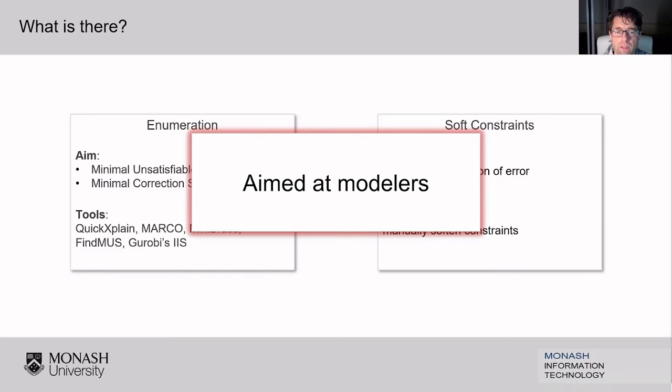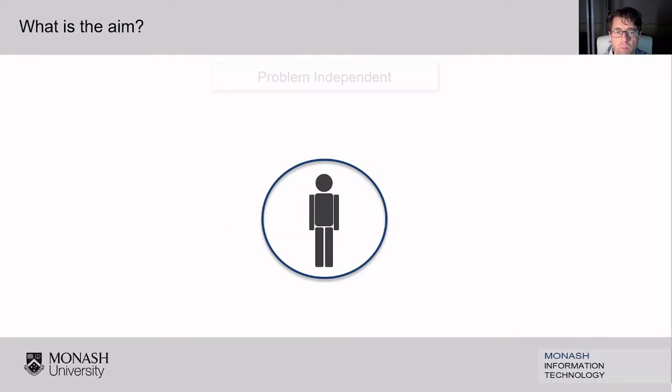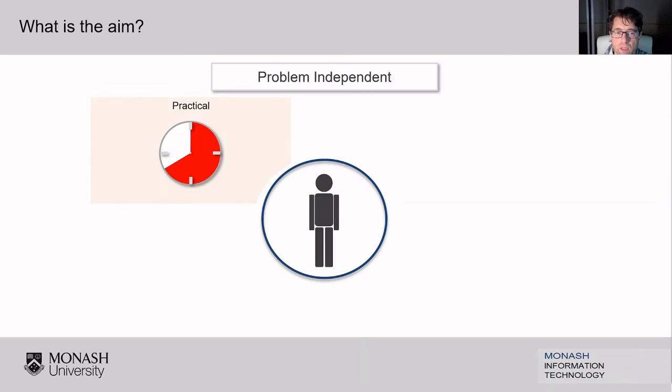But the main issue is that they are aimed at the modeling experts and not at the actual domain user who needs to change the data to resolve the problem. Our aim is to develop a problem-independent system that is centered around end users and not expert modelers, and is built on 4 cornerstones. To be practical, the user shouldn't wait too long for the system to report the conflicts.